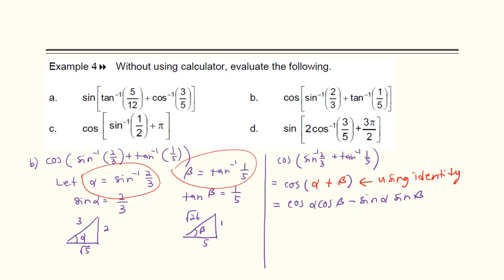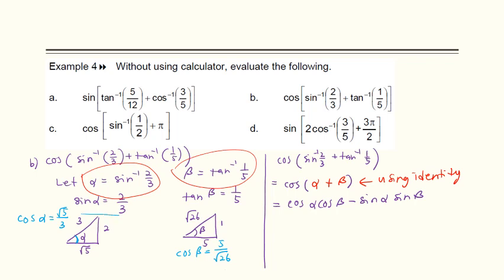Kena cari. So kita dia nak cos alpha. Ada tak cos alpha? Tak ada. Cari. So what is our cos alpha? Ni alpha, cos alpha. Ni alpha. So cos alpha is equal to square root 5 over 3. Okay. Cos alpha, cos beta ada cos beta. Cari cos beta. So what is our cos beta? Cos beta is 5 over square root 26. Okay. And then sin alpha.